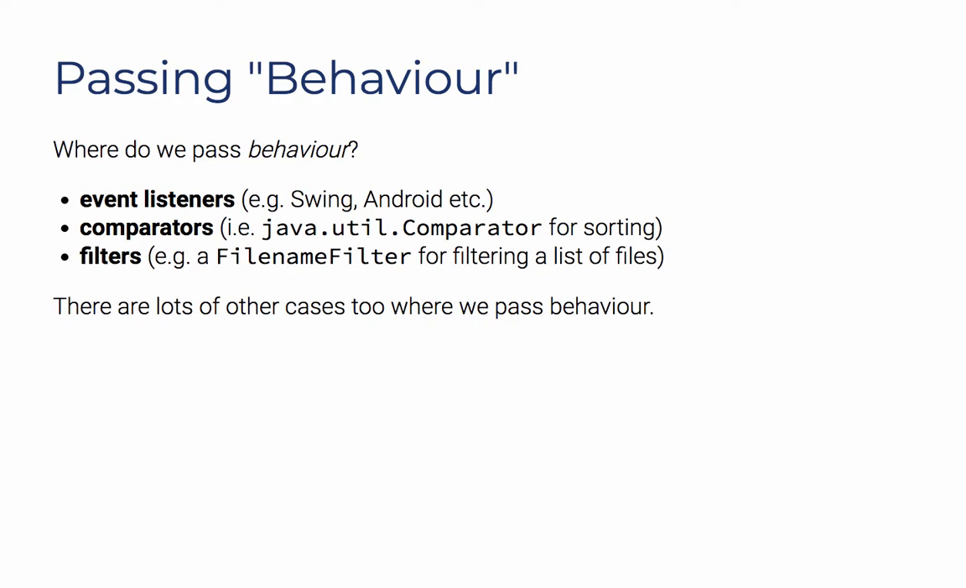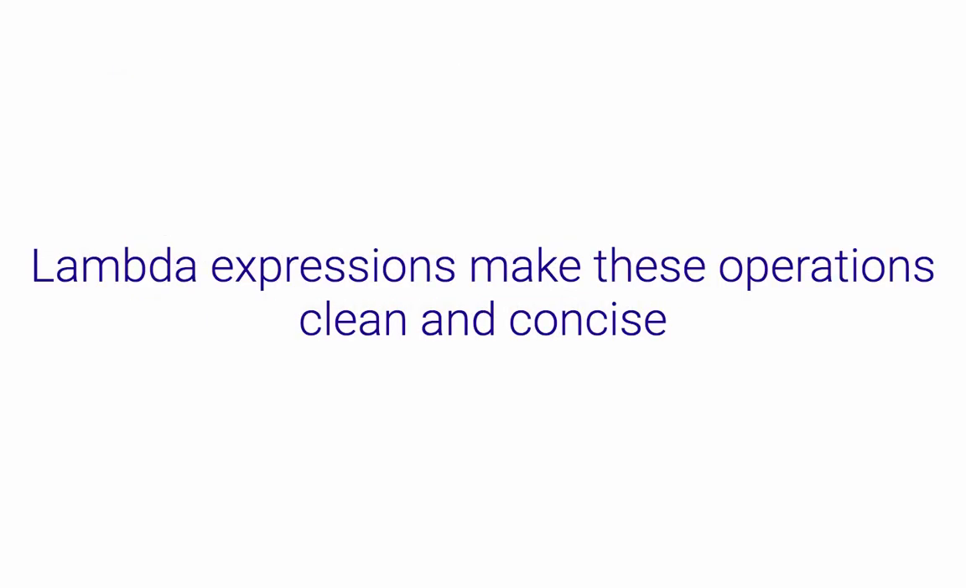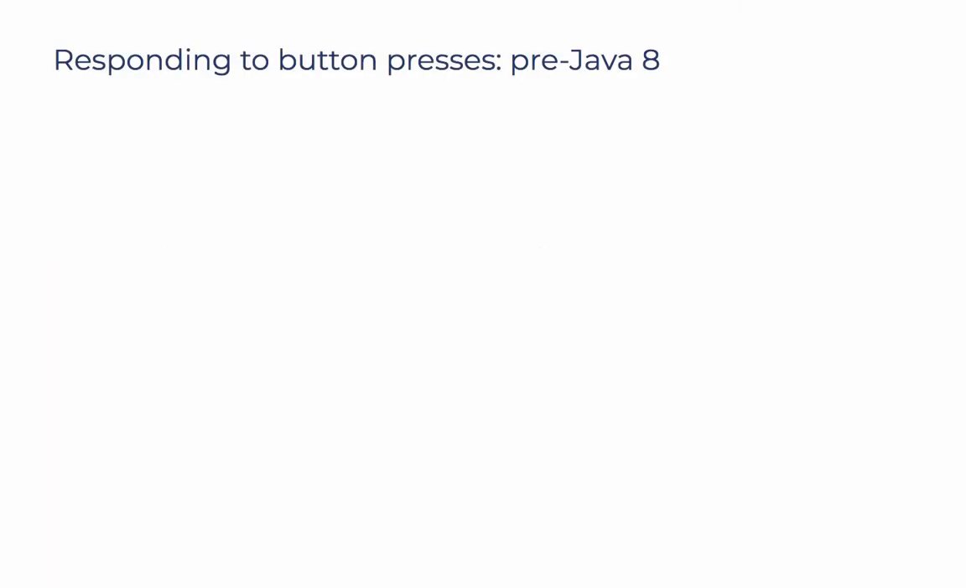Lambda expressions allow operations like these to be expressed very concisely with a minimum amount of code. This leads to functional code in Java 8 being very compact and elegant, as we'll see. To demonstrate this, let's remind ourselves of what we'd have to do to get a button to respond to a click event in Swing prior to Java 8.